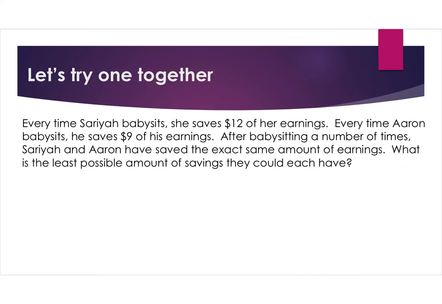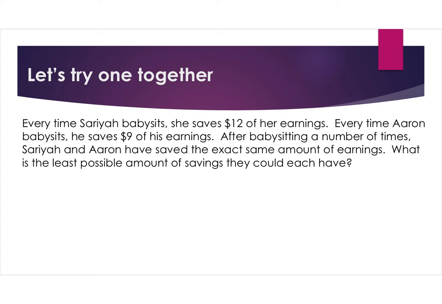Let's try another one. Every time Soraya babysits, she saves $12 of her earnings. Every time Aaron babysits, he saves $9 of his earnings. After babysitting a number of times, Soraya and Aaron have saved the exact same amount of earnings. What is the least possible amount of savings they could each have?